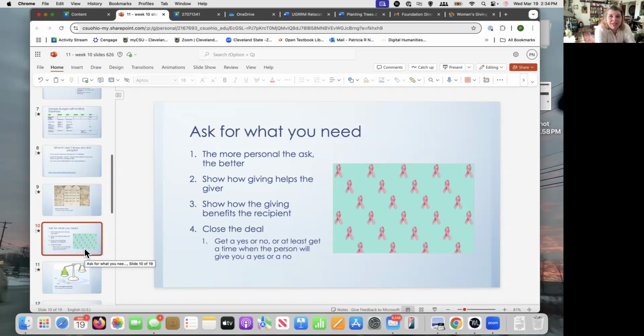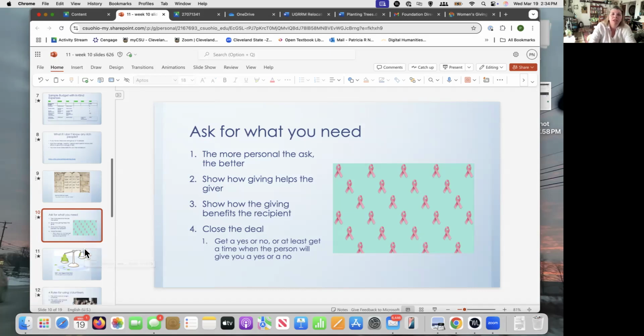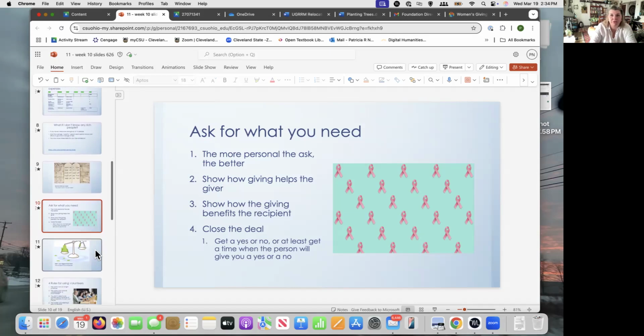Show how giving is helpful to people. There's so much wonderful data about how good giving is for us. Find some, put up an infographic. Show how specifically the giving is going to benefit the recipient. All of the international hunger relief organizations are pretty good at this. They have some compelling imagery. And remember to close the deal. Don't settle for a someday. Ask when you can expect a decision, even if it's going to be a no. When will I get my no by?